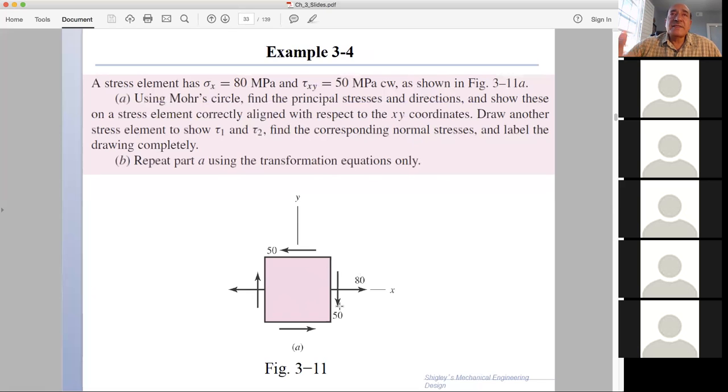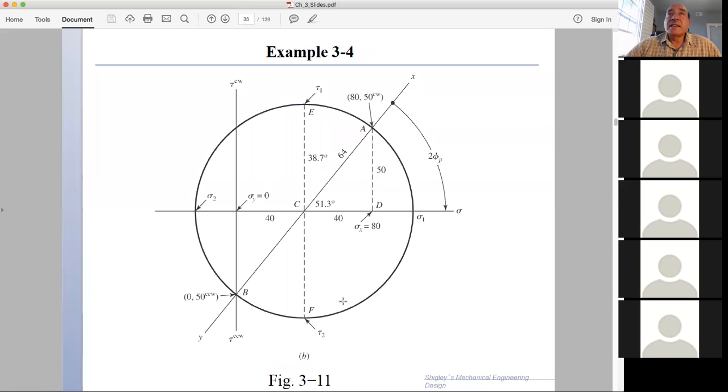And now what is left is to find the coordinates of point A, which is this combination, and point B, which is this combination. So for point A, I have sigma x is 80, and tau is clockwise, which means that this is going to be in the positive quarter. And that's what you have here. So this is sigma x is 80, and tau clockwise is 50. So it goes up here.